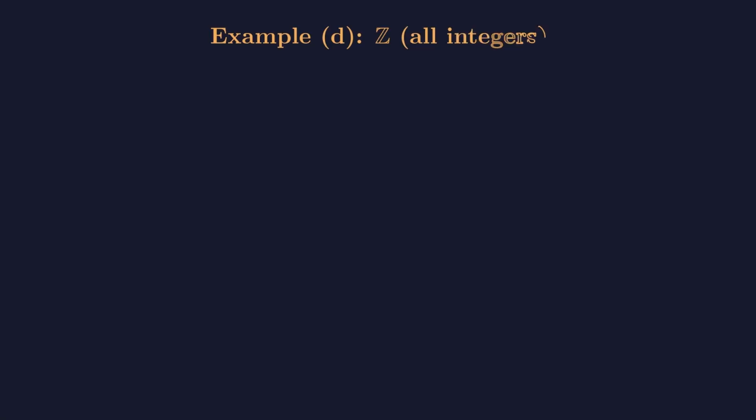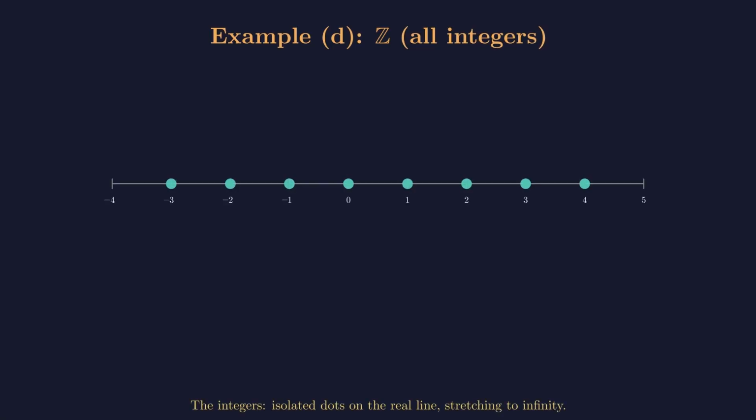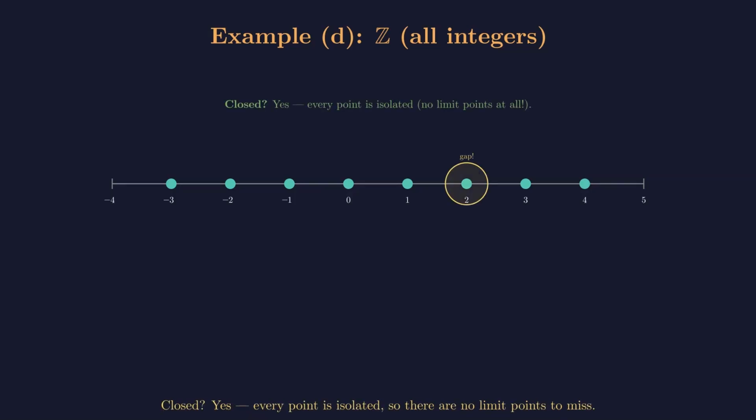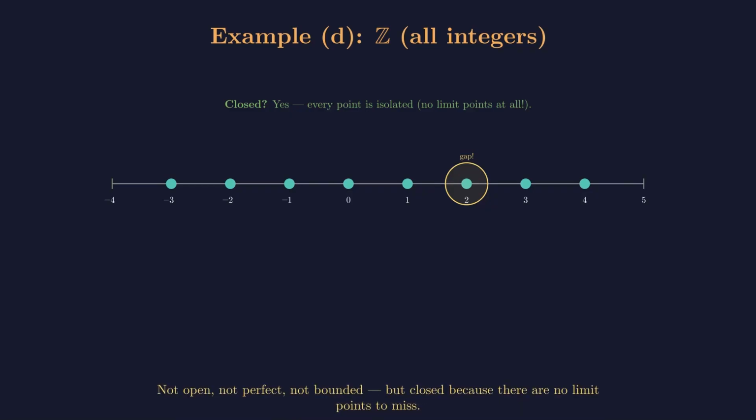The integers, isolated dots stretching in both directions. Every point has a gap around it with no other integers inside, so there are no limit points. That makes it closed for the same vacuous reason as the finite set. Not open, not perfect, and not bounded either. The integers go on forever.